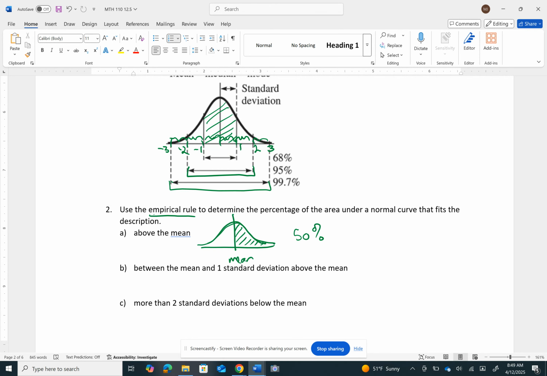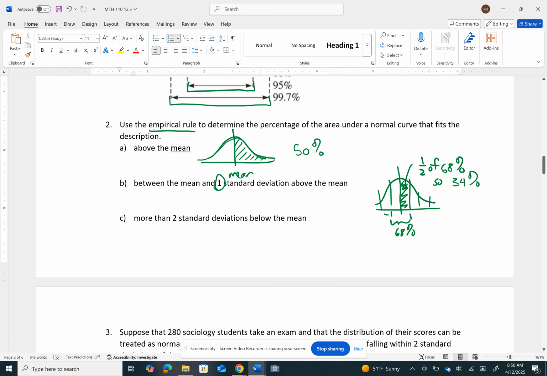All right, between the mean and 1 standard deviation above the mean. That's what we're trying to do now. So think about what that would look like. Mean, and then you've got your little standard deviation lines. We want just this right here. What we know is it's associated with 1. So 68% would be between -1 and 1. And because of symmetry, this should be half of that. So 34% of the data values we would expect to be between the mean and 1 standard deviation above.